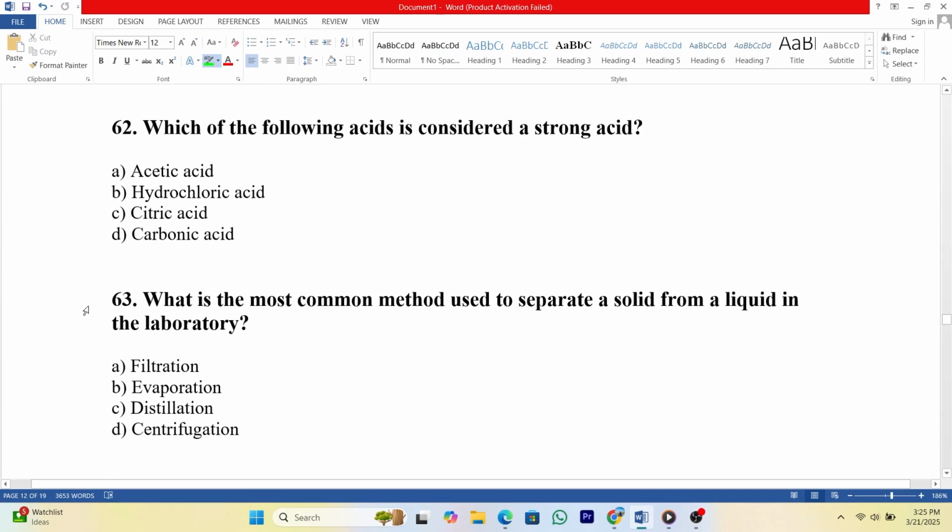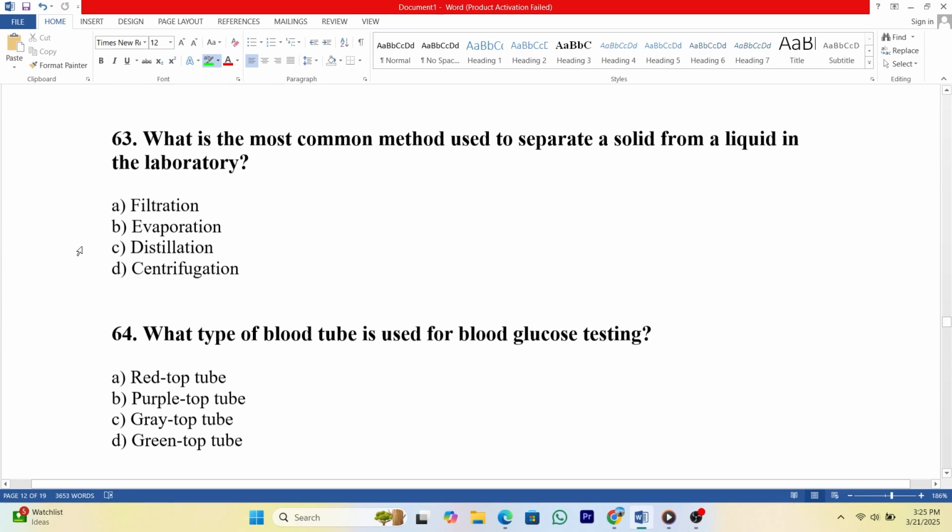62. Which of the following acids is considered a strong acid? A. Acetic acid. B. Hydrochloric acid. C. Citric acid. D. Carbonic acid. Answer: B. Hydrochloric acid.